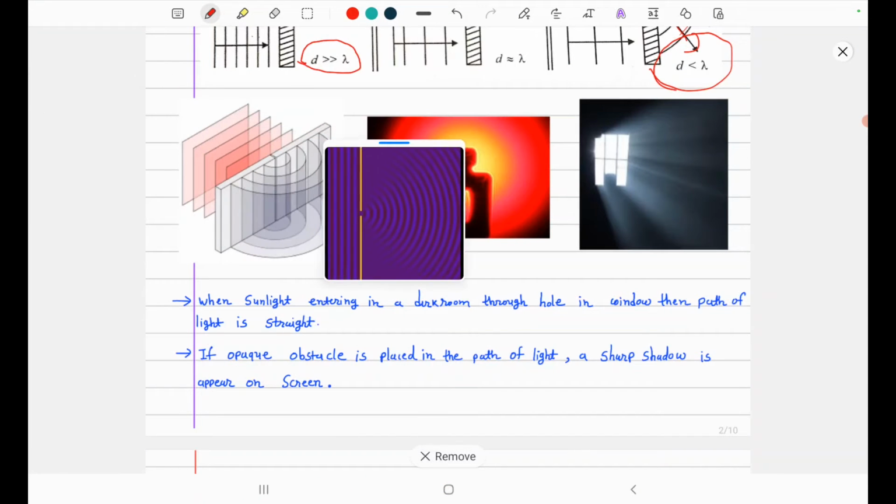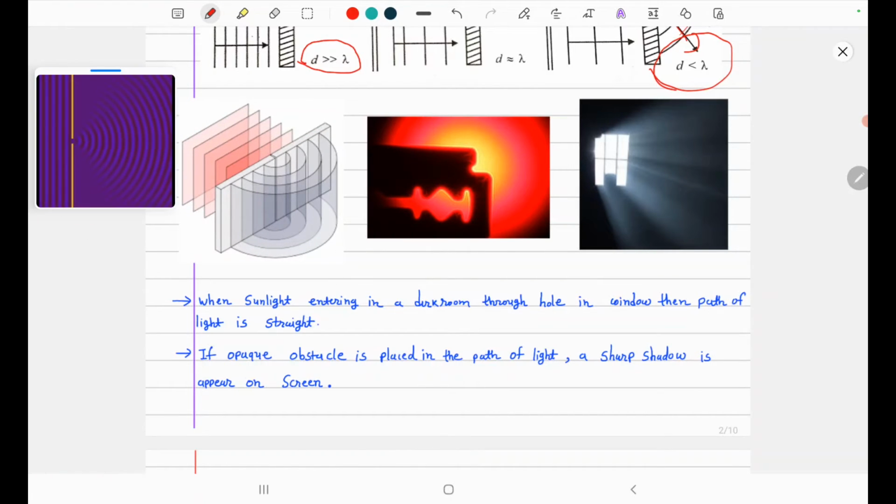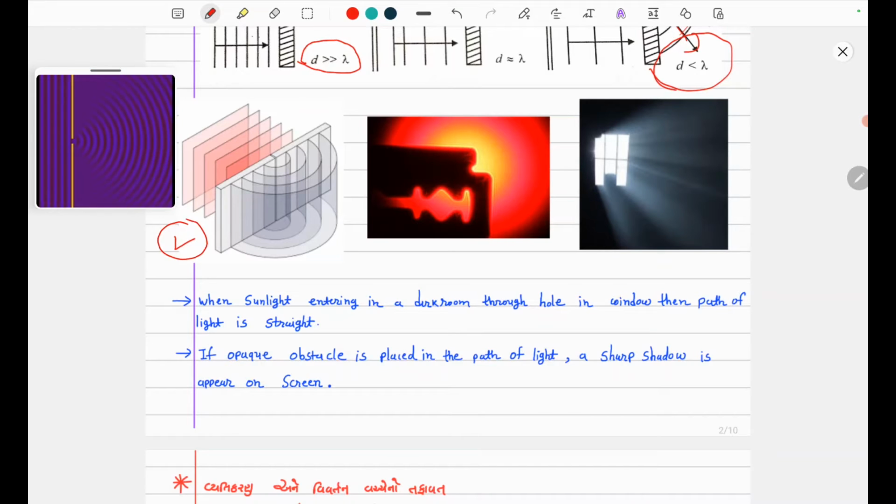Here is a GIF image. In this GIF image, we can see the diffraction of light. Here is a plane light wave which encounters some obstacle, then diffraction of light will occur. Now we will understand these images. So here we can see the 3D view of diffraction of light. Here is a plane wave front of light which encounters this slit, then diffraction of light will occur.